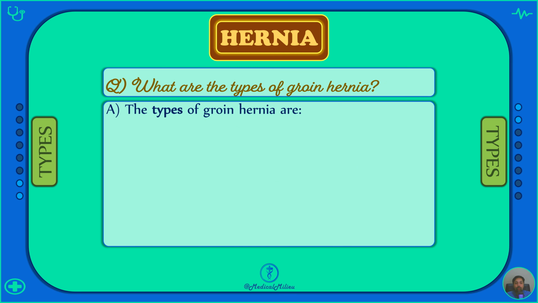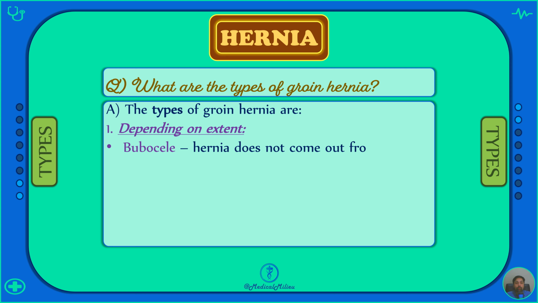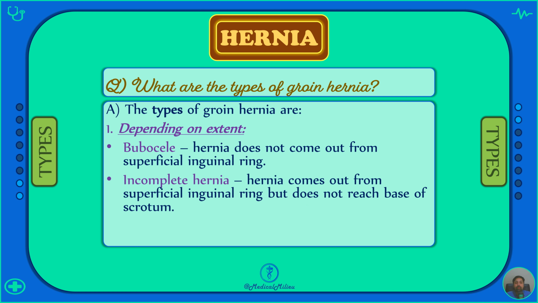The types of groin hernia are: number 1, depending on the extent, it might be a bubonocele, in which the hernia does not come out from the superficial inguinal ring; incomplete hernia, in which the hernia comes out from the superficial inguinal ring but does not reach the base of the scrotum; and it might be complete, in which the hernia reaches the base of the scrotum.